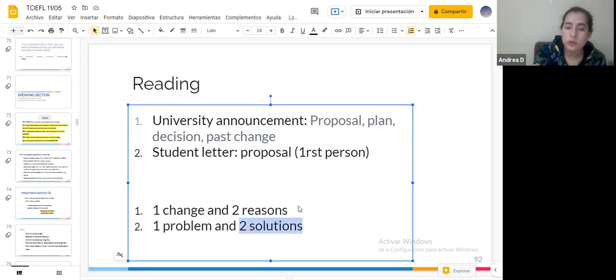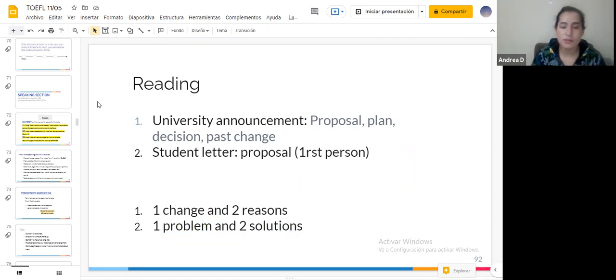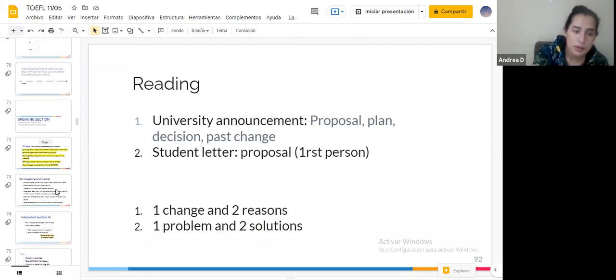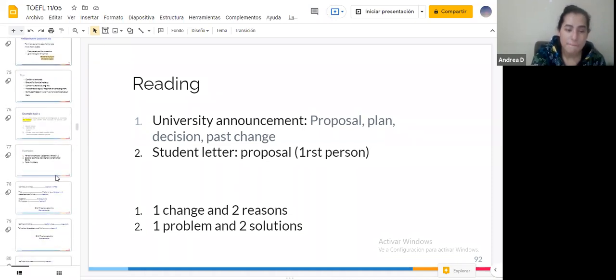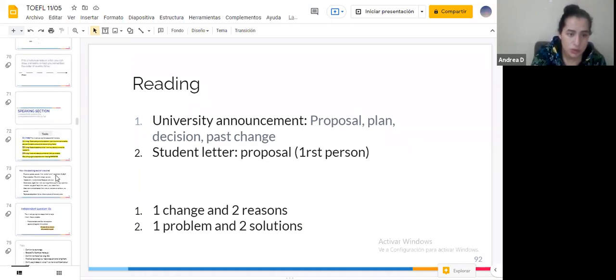So one problem and two solutions will be something like, so I've noticed that the bus service is not so good. So I'm proposing we do these changes, that we buy more buses and that we eliminate this area maybe. So that's all the types of reading text that you could face or you could find in this task. Okay, so that okay? Any questions?